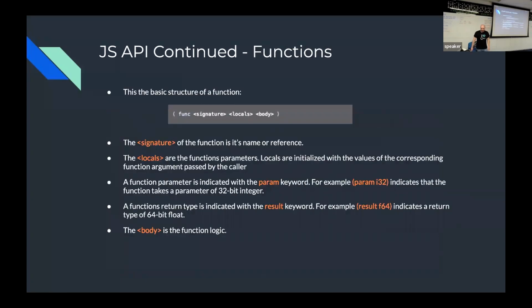So yeah, functions in WebAssembly text look like this. You get a function, you get a signature. That's the name or reference of the function. You've got your locals. That's basically your params for this purpose. Those get initialized to whatever value the caller calls with those arguments. And then you've got the body itself. Any local that's marked as param is a parameter for that function. And then there is usually a local marked result, and that's the result for that function.